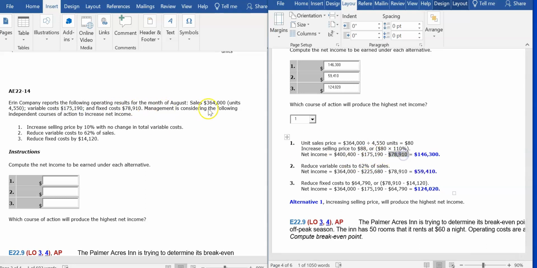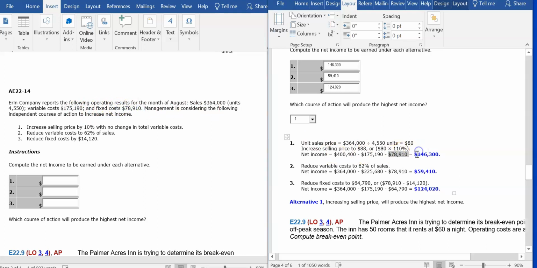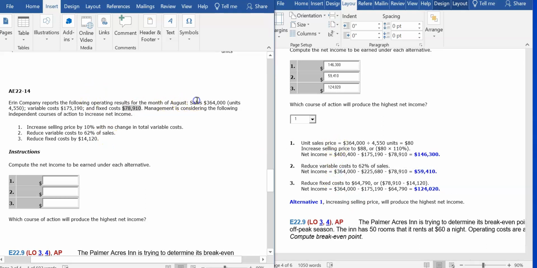And fixed cost, $78,910, we would end up with a net income of $146,300.